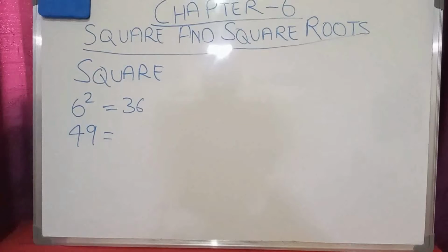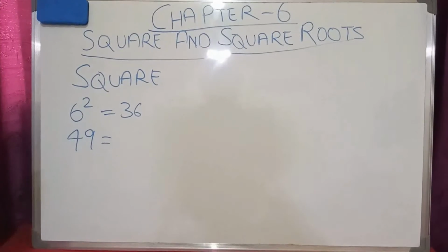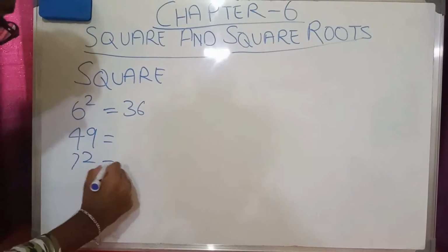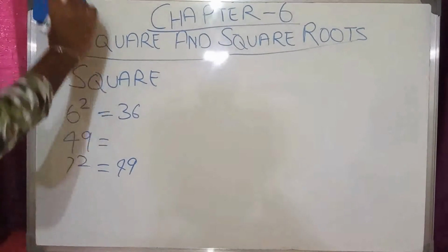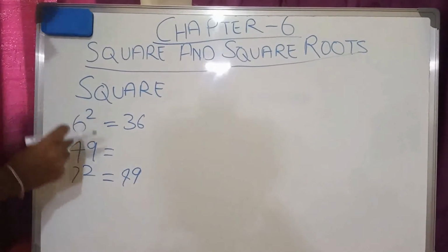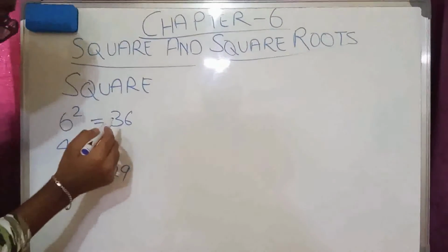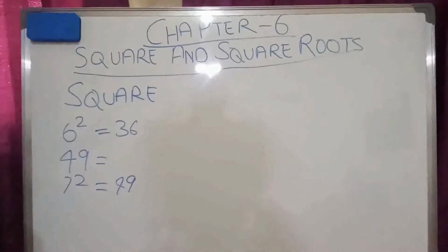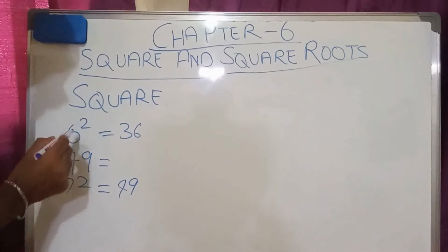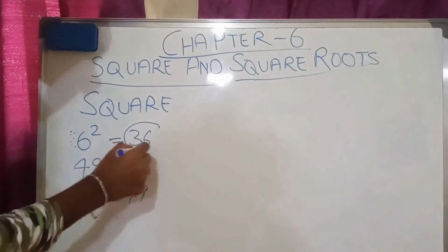Before properties, we have to see some more important parts, like how we can find numbers in between two square numbers. 6 square is 36. Next is 7 square, which is equal to 49. So any number between 6 square and 7 square is not a square number. Any number between 36 and 49 cannot be a square number, as there is no natural number between 6 and 7. Only if the root is a natural number can the number be a square number.